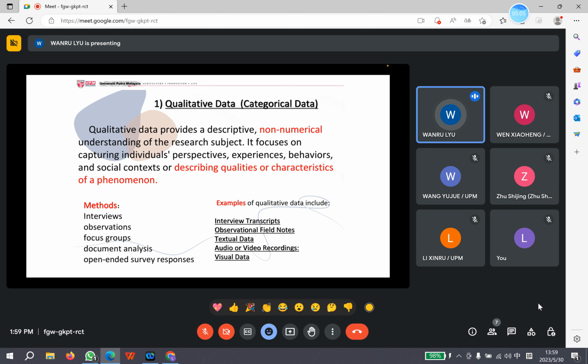And the examples are like interview transcripts, observational field notes, for example, detailed description and interpretation of observation made by researchers in natural or controlled settings, and textual data, audio or video recordings, also visual data, for example, photographs, images, or visual representations that can offer additional context and insights into the research subject.